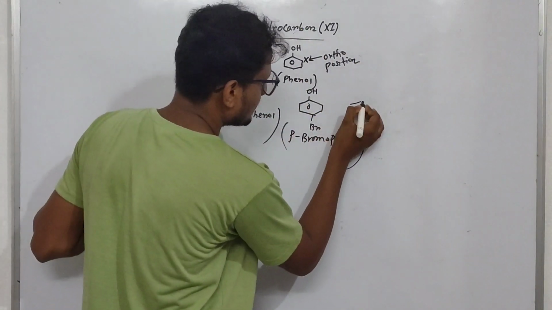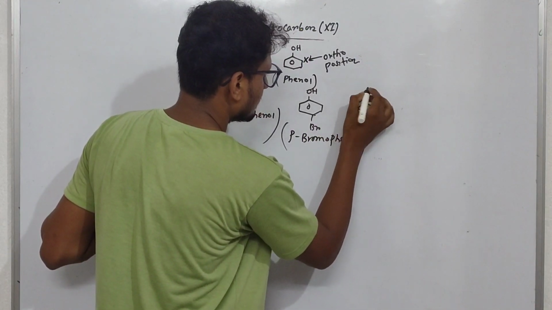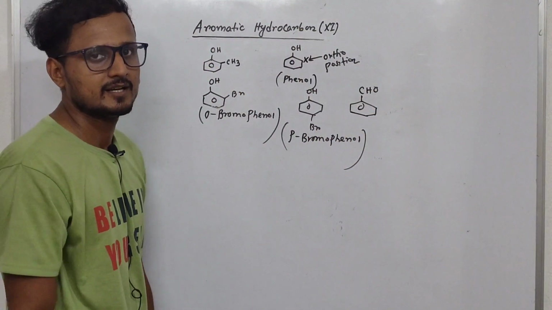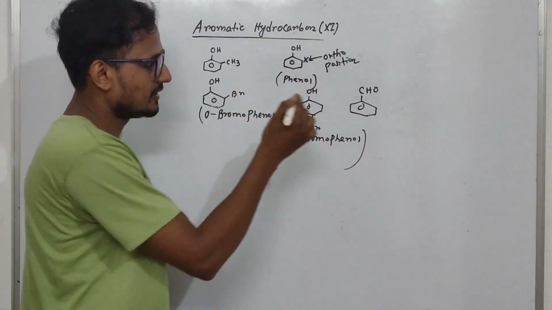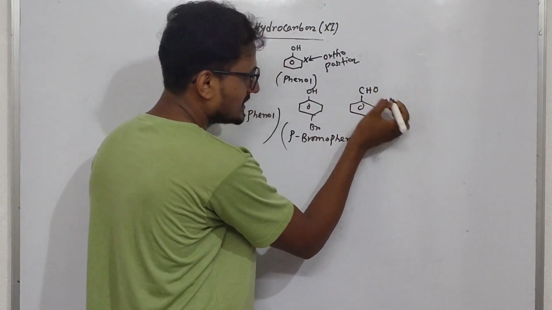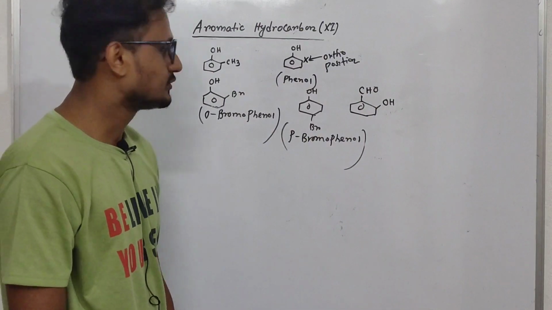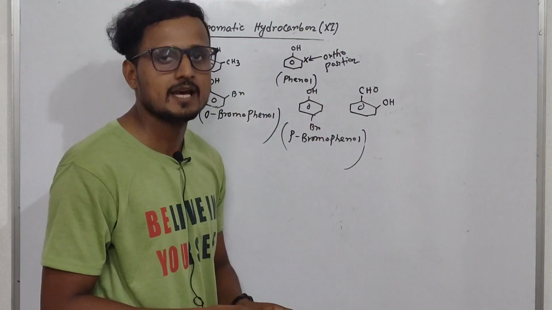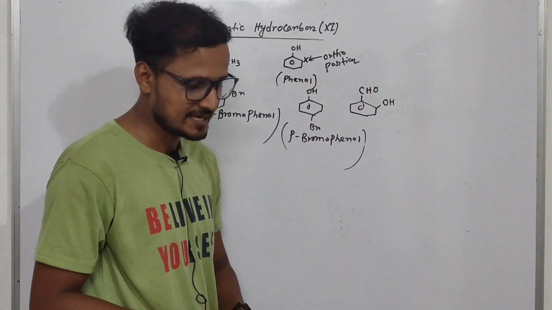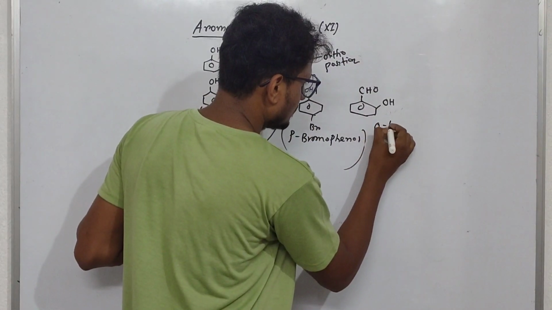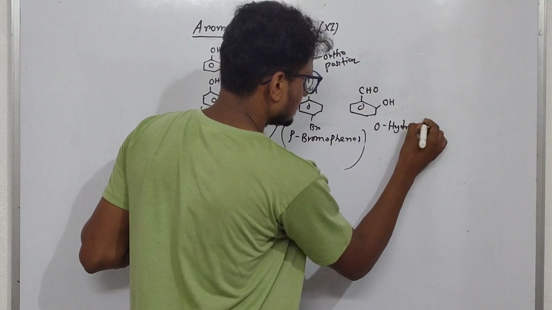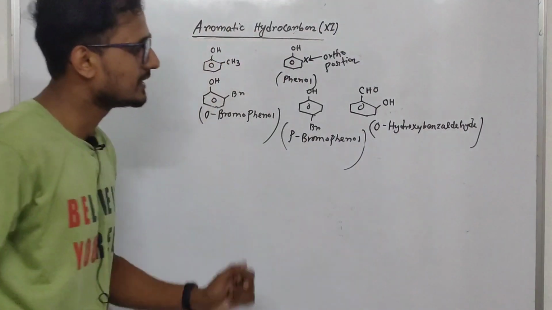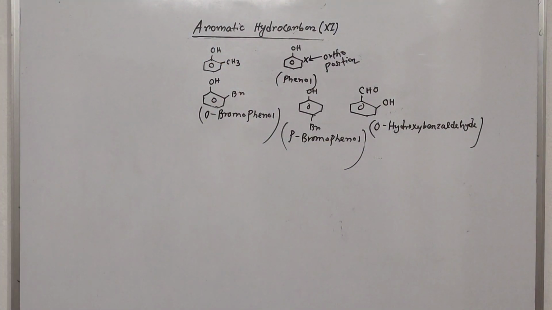Then again we can say, suppose a CHO group is already there in the same ring, and one OH group is at the ortho position of this benzene ring with CHO. So this CHO gives the basic name. Benzene with CHO we say benzaldehyde, and in the ortho position an OH group is there, so we'll say it is orthohydroxy benzaldehyde.